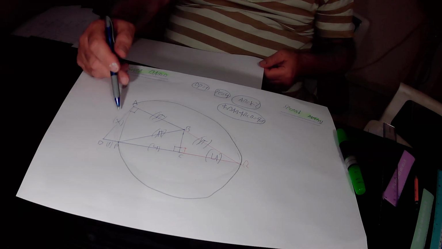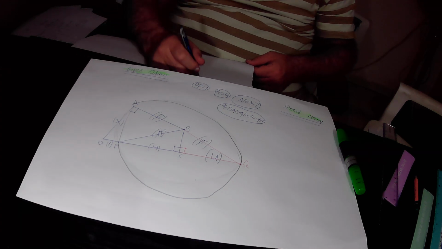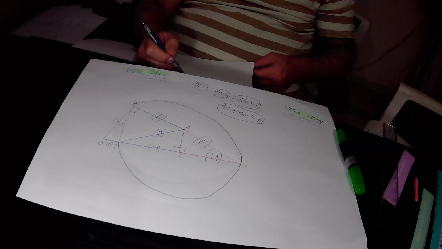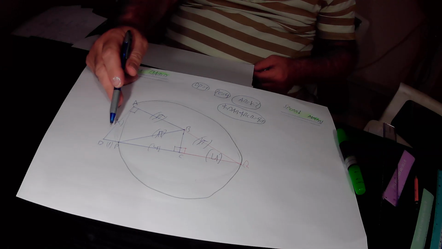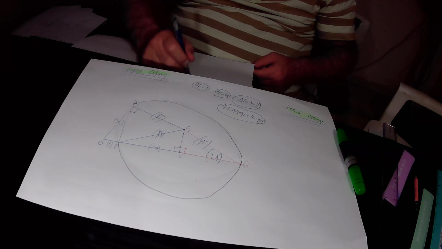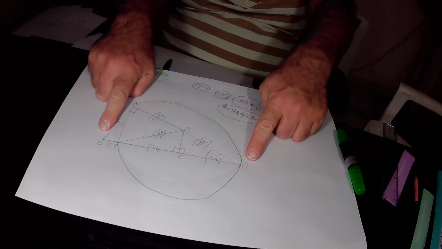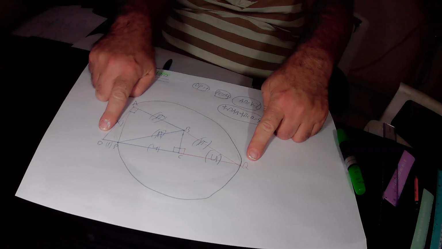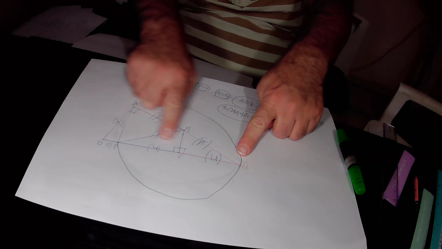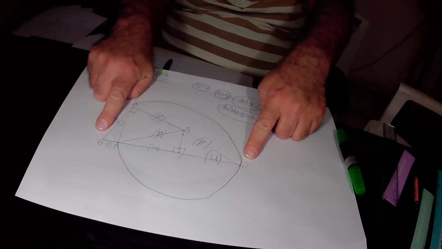DA equals x, and therefore DA squared equals x squared, and it equals DP times DQ. DP is 1 times DQ. DQ in total equals 1 plus 4 plus 4, that is 9.